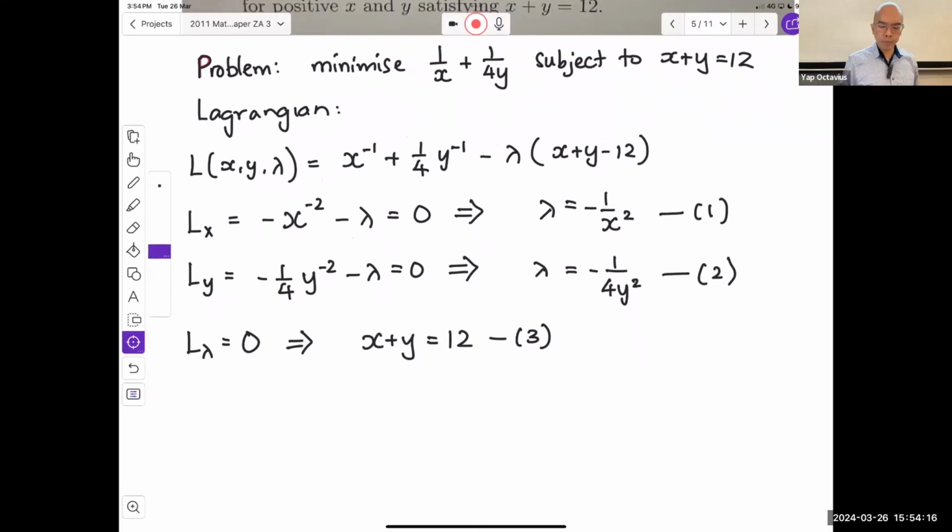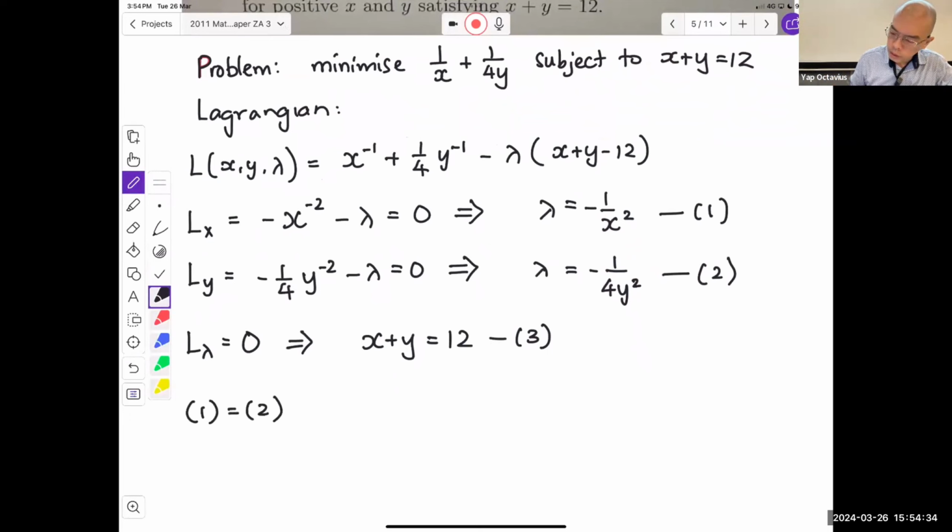So over here, either you divide or you set them equal to each other. I'm going to set them equal to each other this time, easier to set them equal. So let 1 equal 2. Then you get this very nice expression: 1 over x equals 1 over 4y squared. So just take the reciprocal, flip them up.